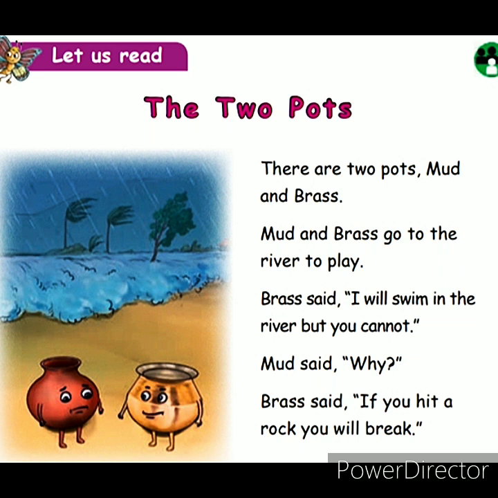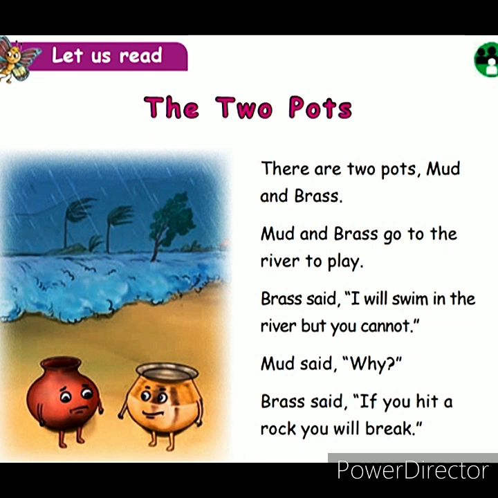There are two pots, mud and brass. So there are two pots, one is mud and the other one is brass. Mud and brass go to the river to play. So mud and brass went to the river to play. River means Aaru. So both of them went to the river to play.